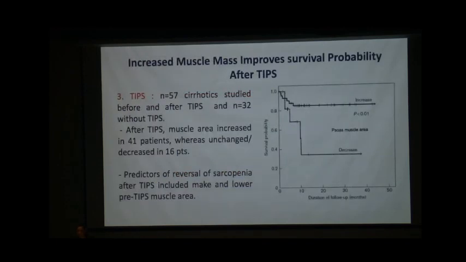TIPS is, yes, another way. This is a very famous study in which they treated 57 cirrhotic patients with TIPS, and after TIPS they found that muscle area increased in 41, whereas it was unchanged or decreased in 16 patients. So predictors of reversal of sarcopenia after TIPS included male sex and lower pre-TIPS muscle area.